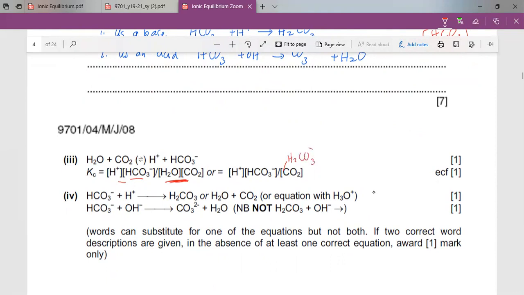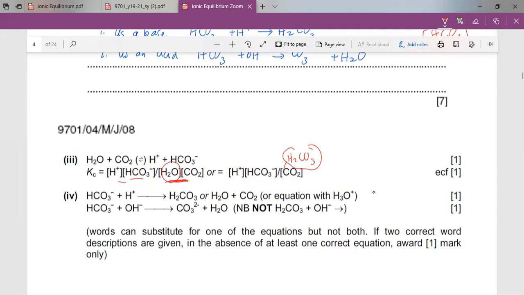H2CO3. But this is such a small quantity here. So normally they don't use it on here because it's a very weak acid. So you don't have to put the water there, but it doesn't matter. Okay.